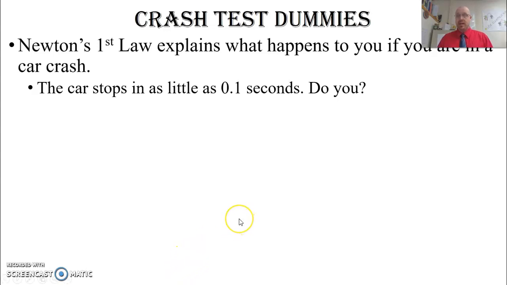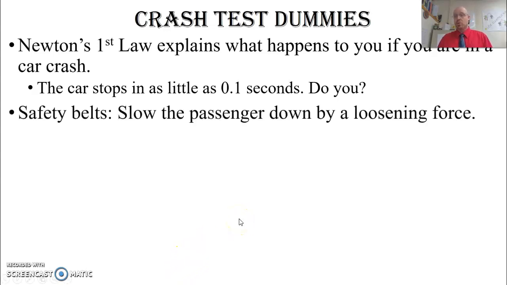Well, if you did, you would actually be injured by the fact that you're stopping so fast, which is why older seatbelts are actually kind of dangerous. Sometimes they break the collarbone, crack the chest, injure the sternum and stuff. But newer safety belts, and we've watched a couple of videos, so you know, slow you down. They stop you, but there's some give to them. And the reason for this is they slow down the passenger by a loosening force. And this reduces the effects of inertia.